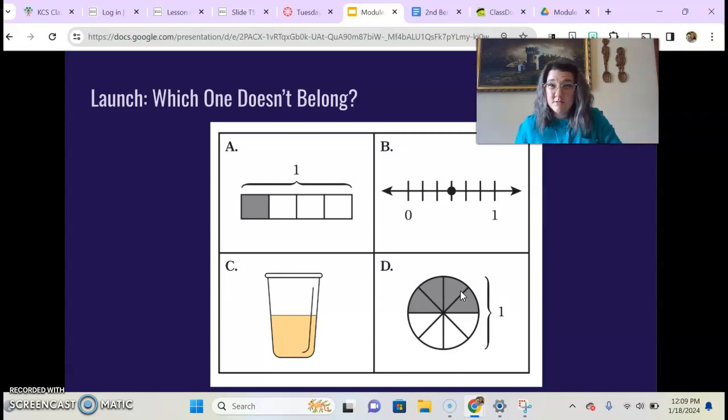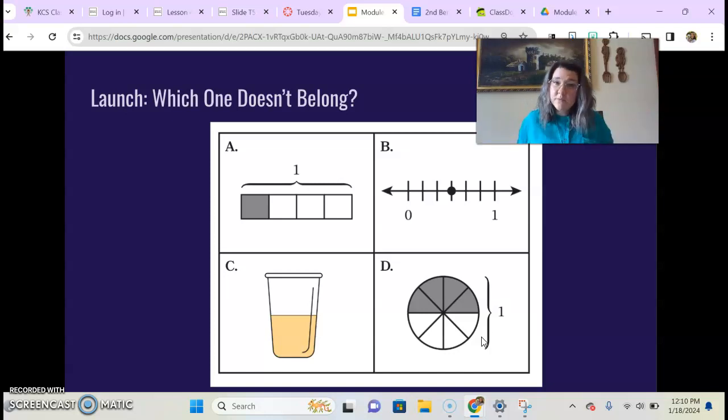Someone else could have said B or C because it doesn't show one whole like A and D do. So there's several different things you could defend about which one doesn't belong.